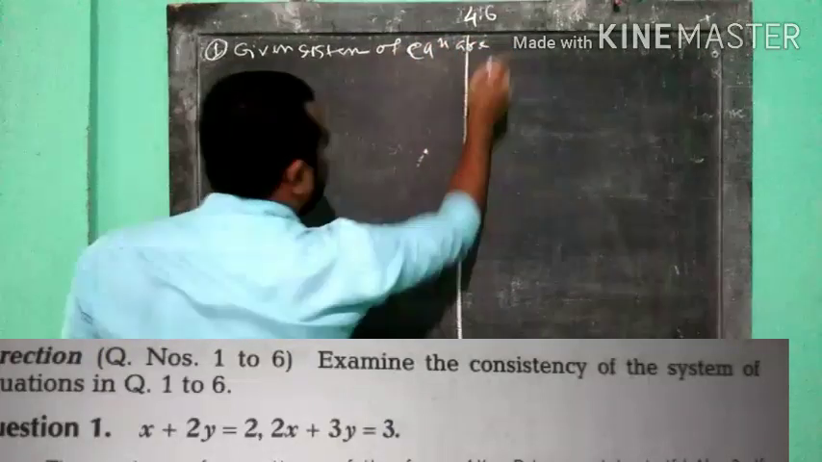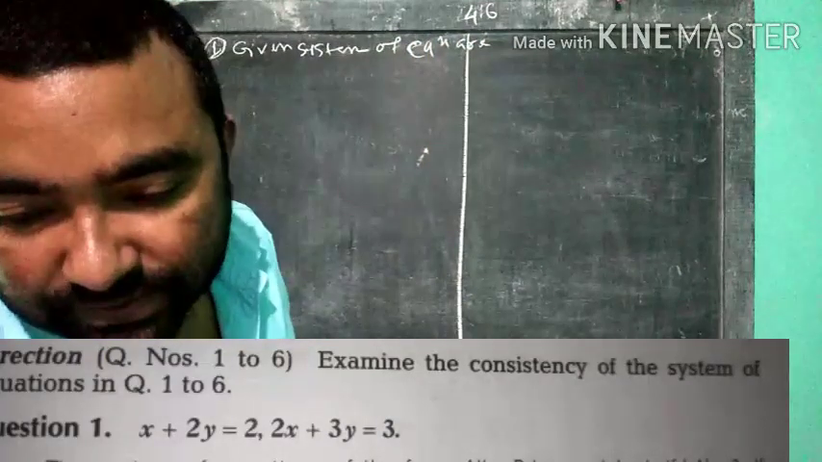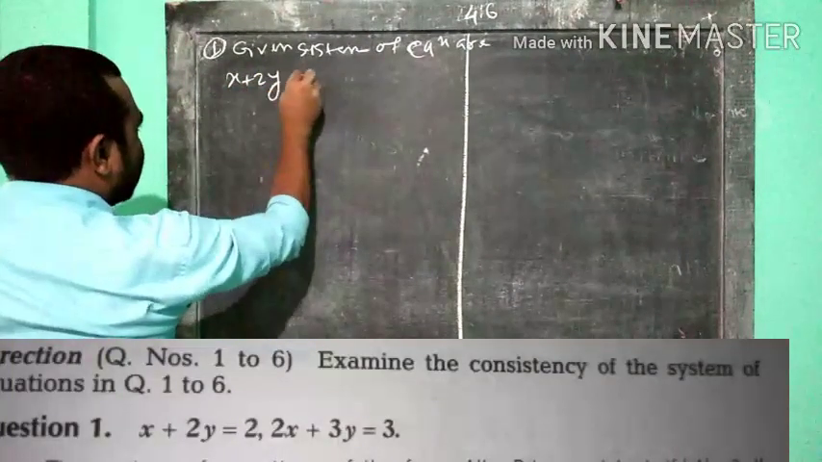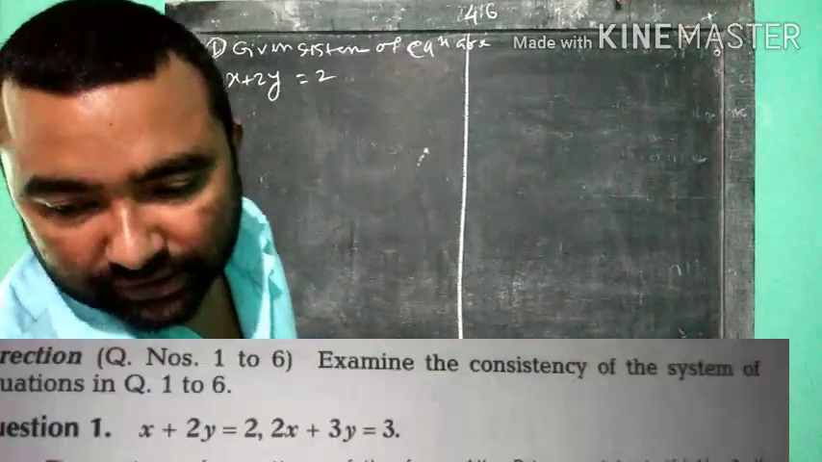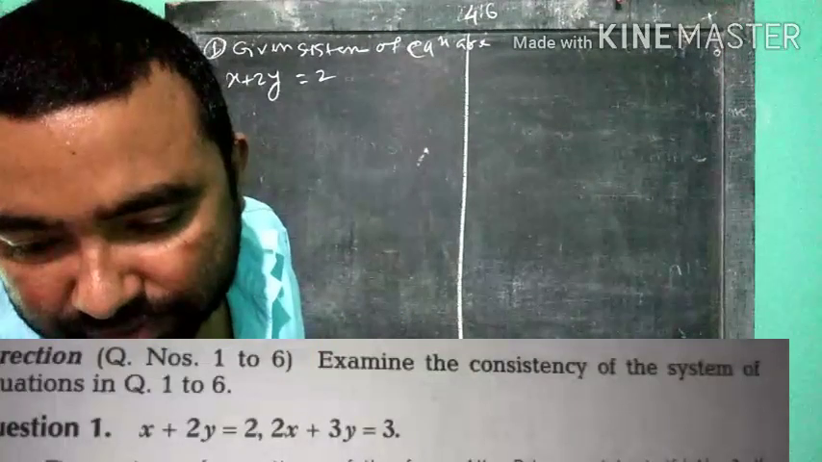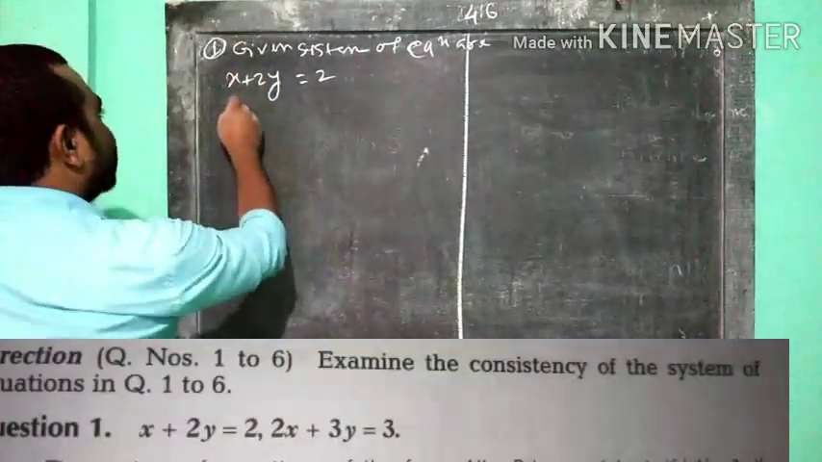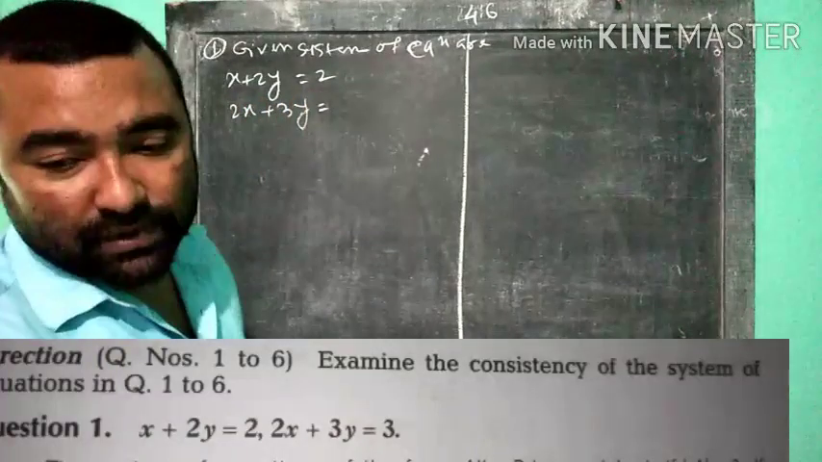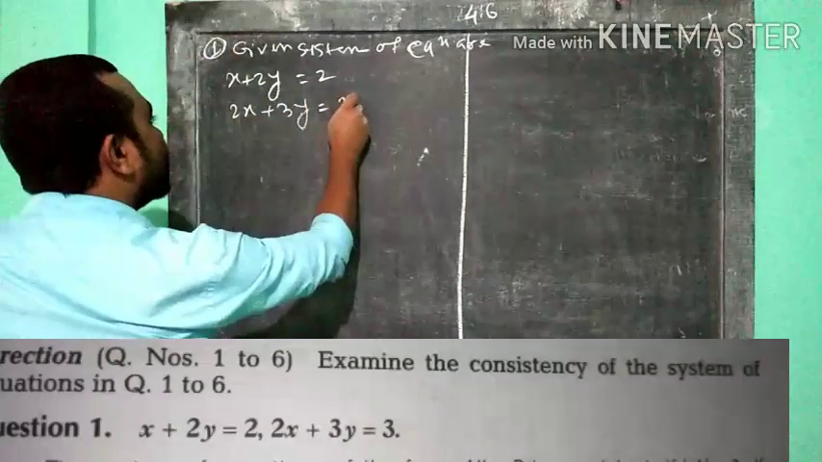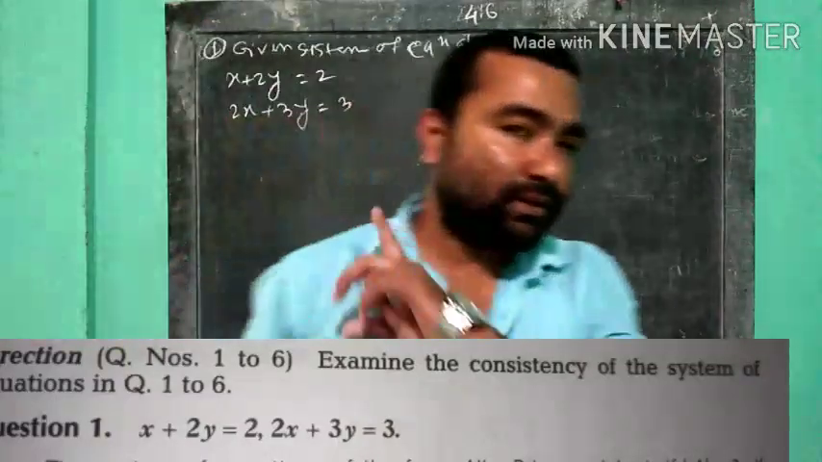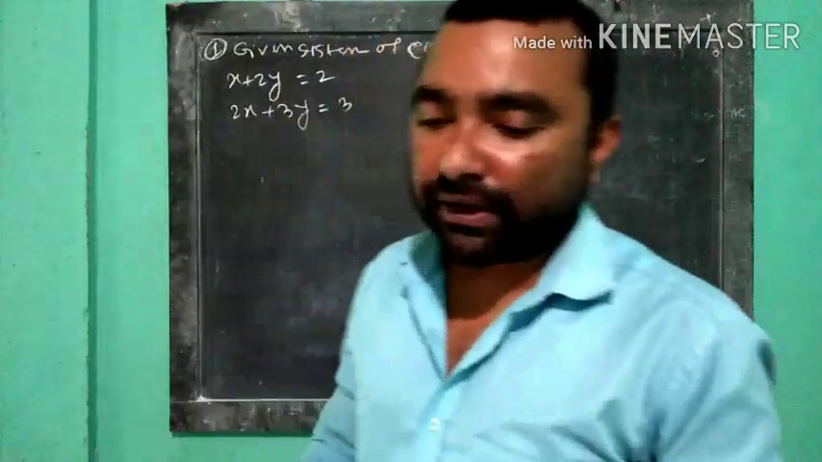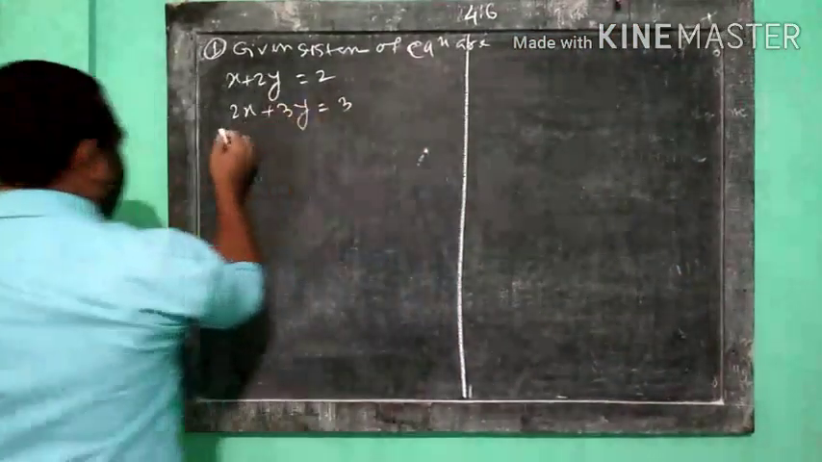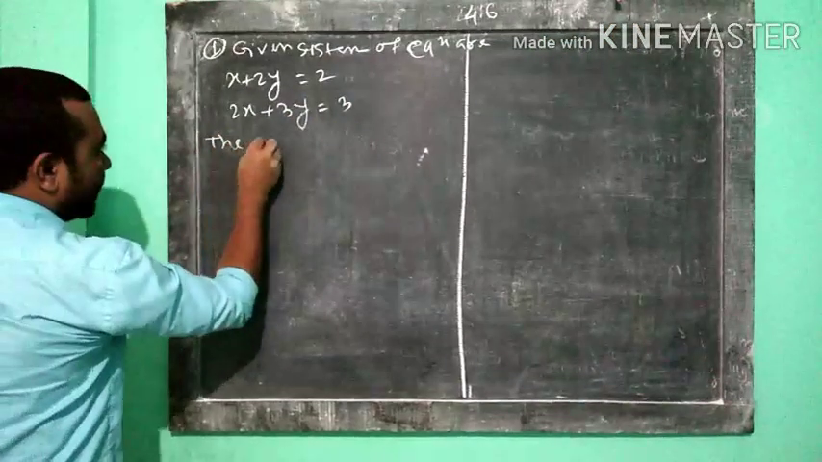The equations are x plus 2y equal to 2, and the second equation is 2x plus 3y equal to 3. First of all, this given system of equations can be written in matrix form.